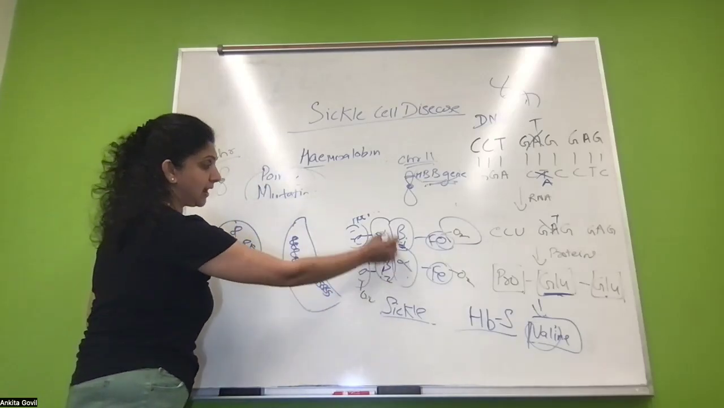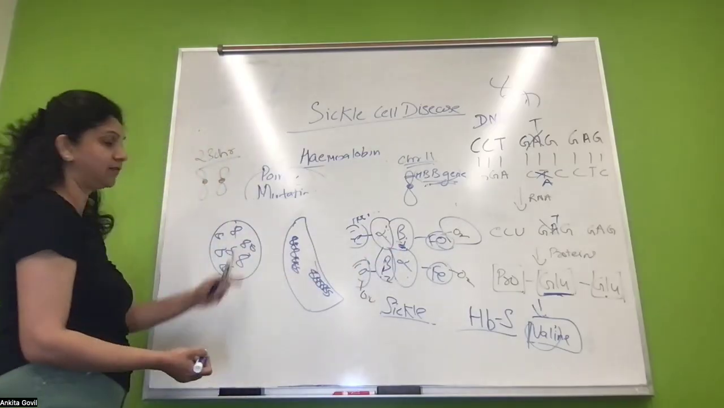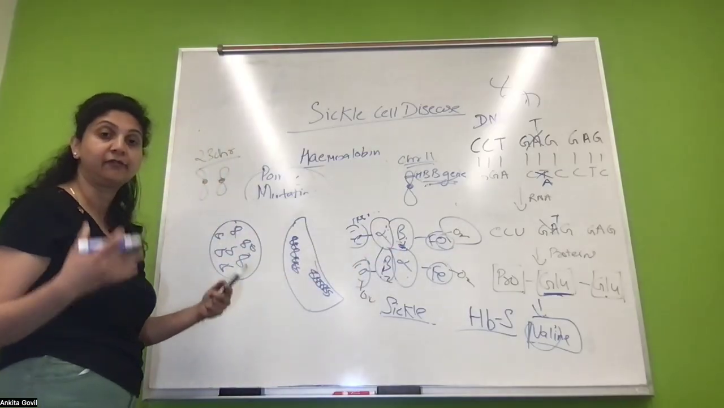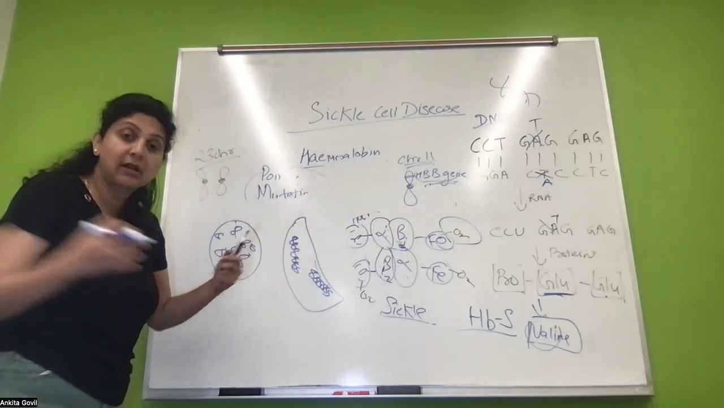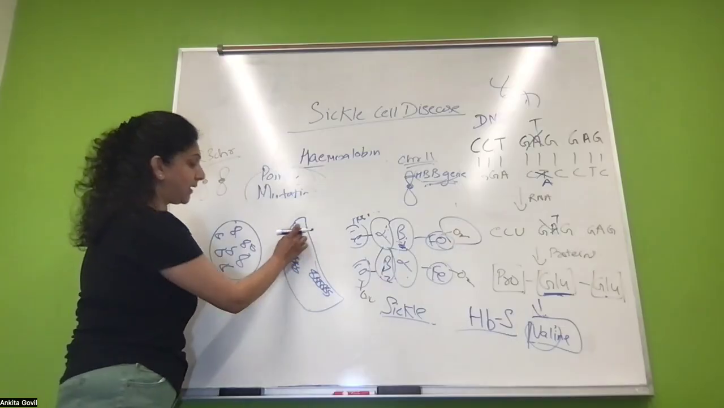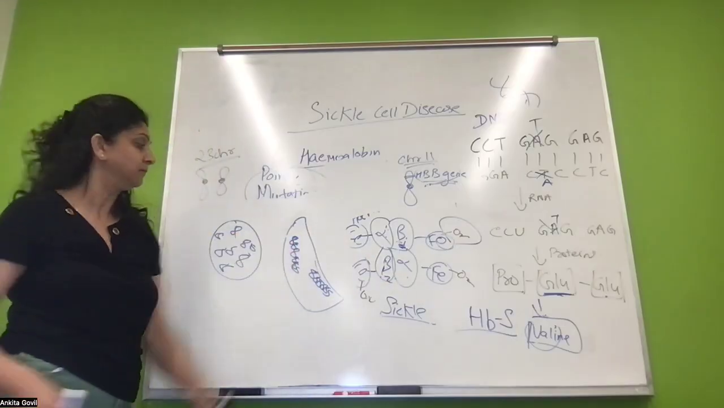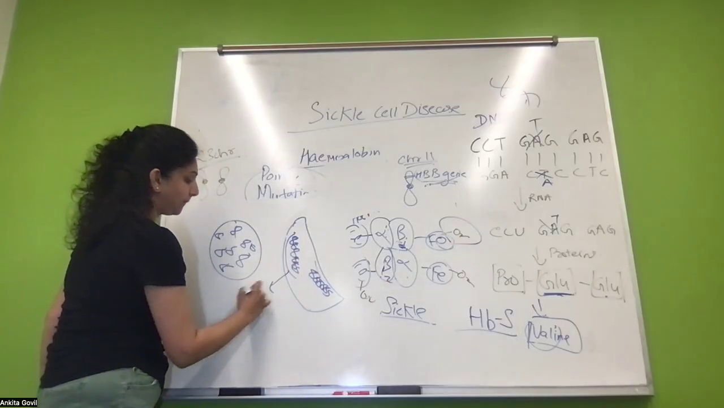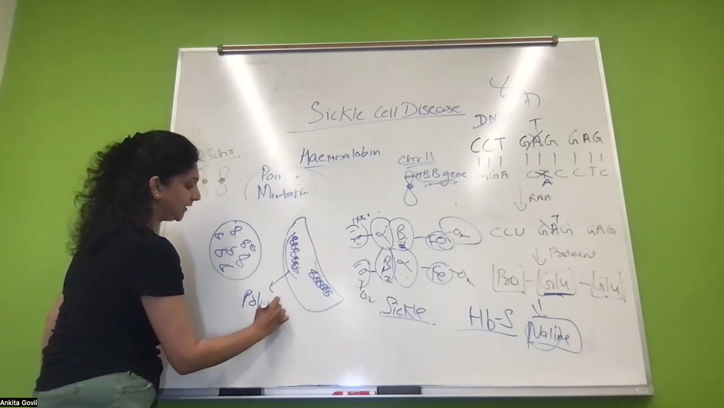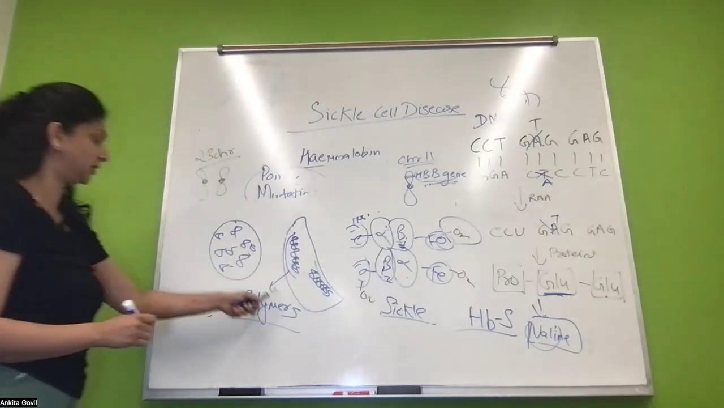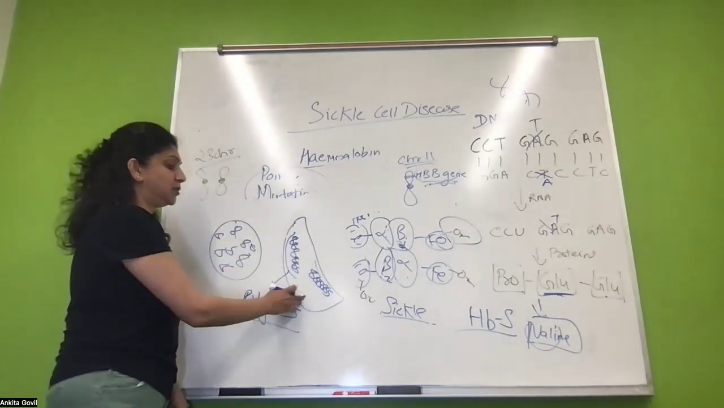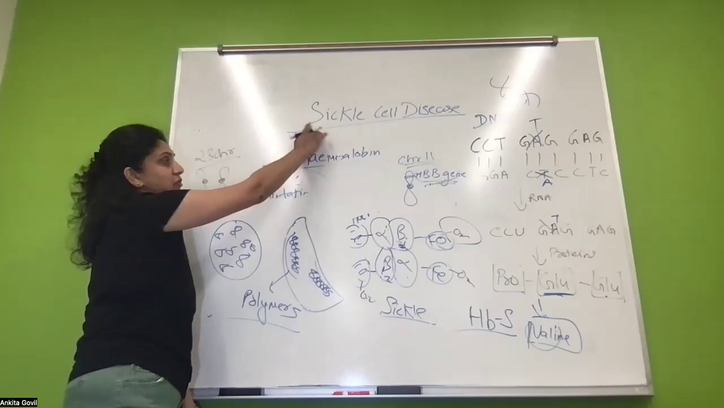So these hemoglobin molecules, instead of lying separate from each other and carrying enough oxygen, because of the lack of oxygen, are going to clump with each other and hold hands with each other. And now they are going to form these polymers and clump, and therefore you can see the shape of the RBC is distorted and it becomes sickle shaped now.